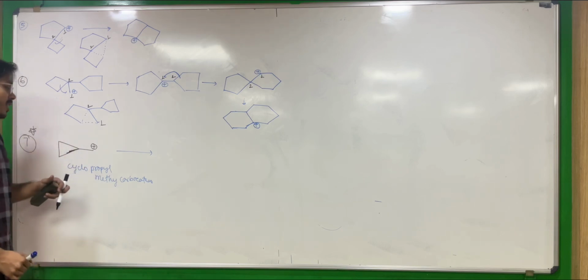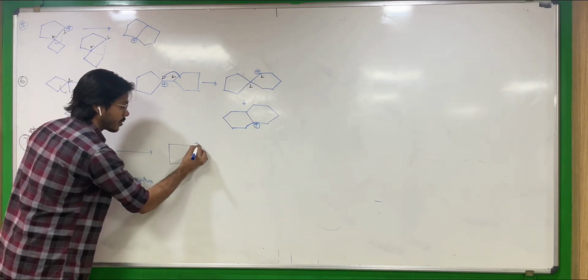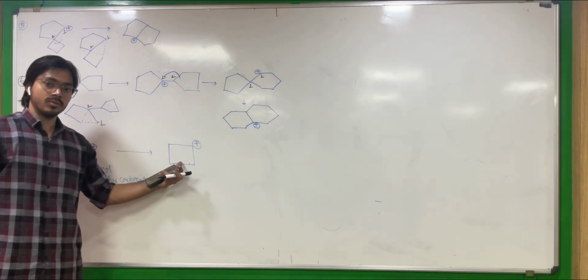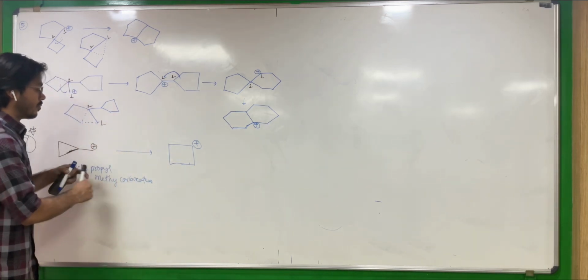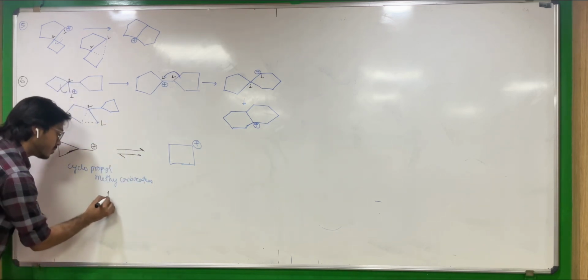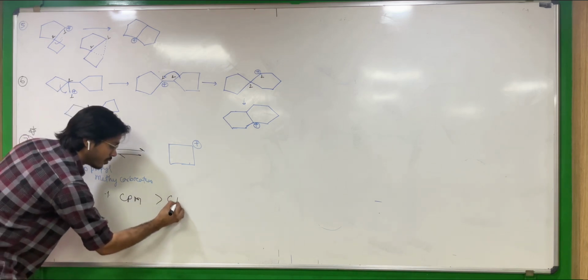But on doing the ring expansion, we will get the cyclobutyl carbocation, and this will be stable due to less angular strain. This will form, but it will be in equilibrium with the other, and the percentage of cyclopropyl methyl carbocation will be greater than cyclobutyl carbocation.